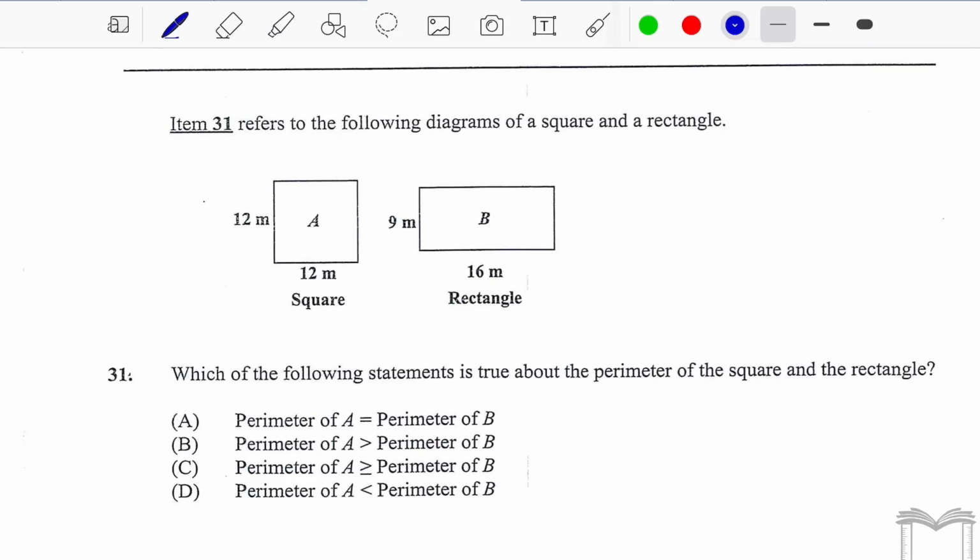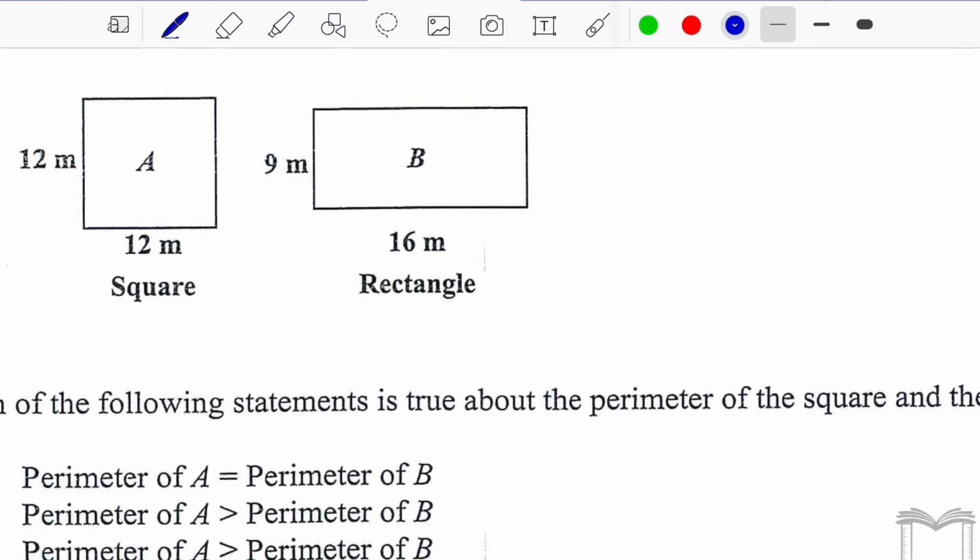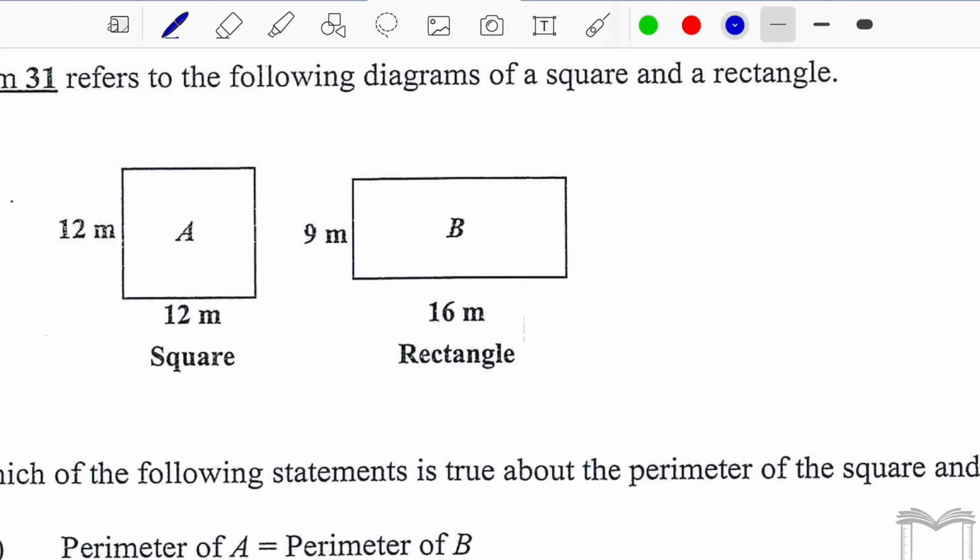Item 31 refers to the following diagrams of a square and a rectangle. Which of the following statements is true about the perimeter of the square and the rectangle? So here we are comparing perimeters, the perimeters of both the shapes. So let's work out the perimeters and then we can know the answer. So perimeter is the distance around.